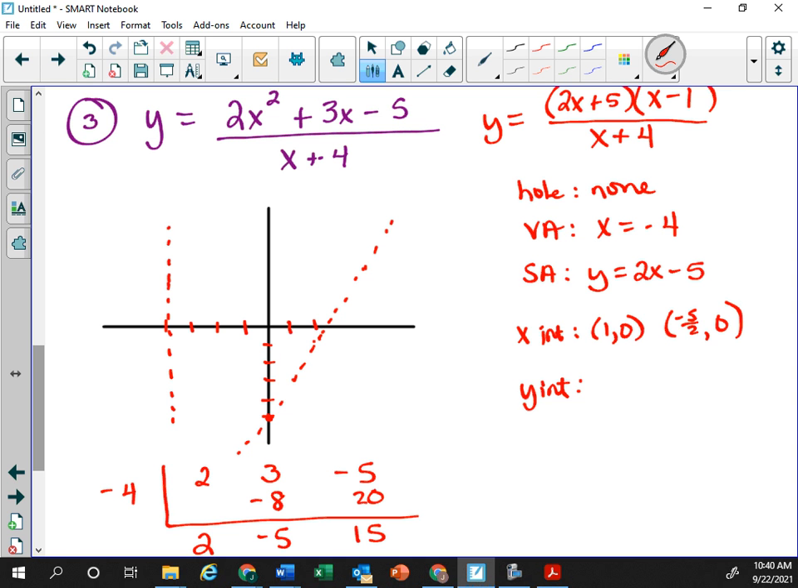So I'll plot those guys. So 1, 0. So -5 halves, that's just -2.5.